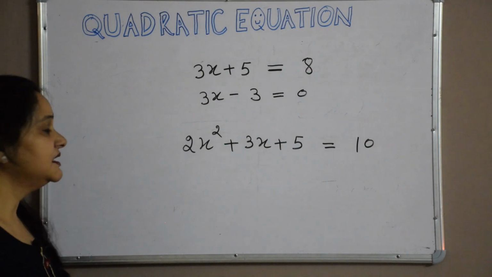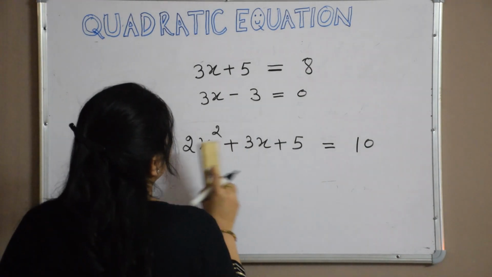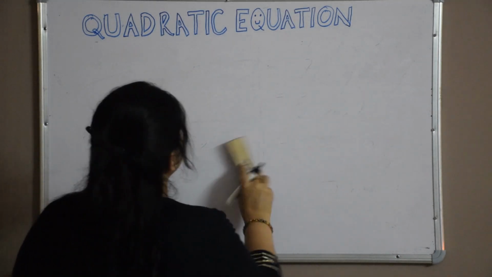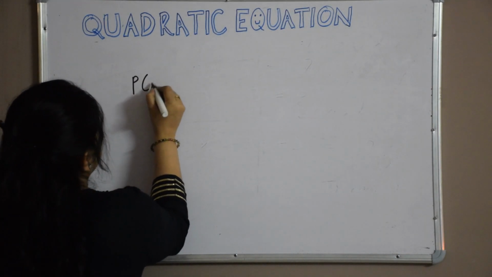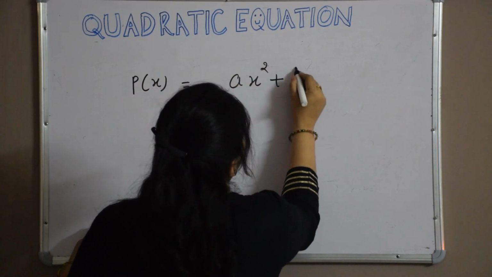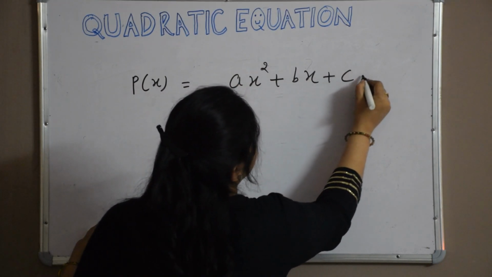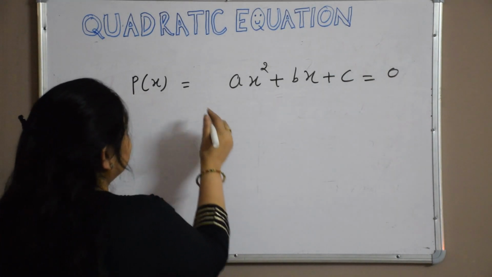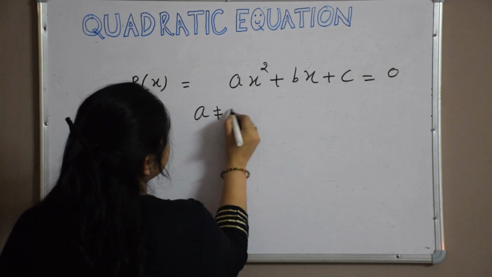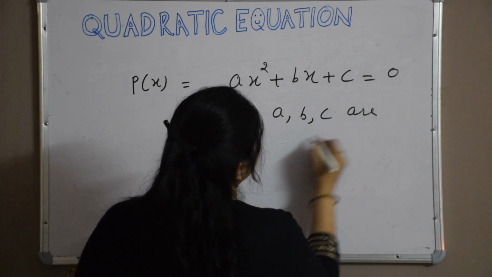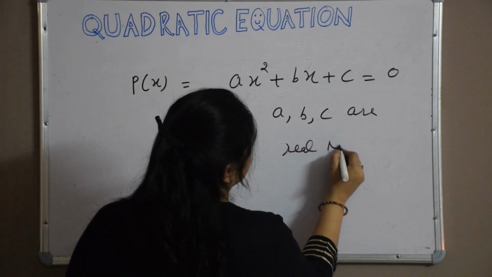The difference is not so much. Now I will talk about what is a standard quadratic equation. The standard quadratic equation is ax square plus bx plus c equals to 0. We put it generally equal to 0, where a is not equal to 0 and a, b, c are real numbers.